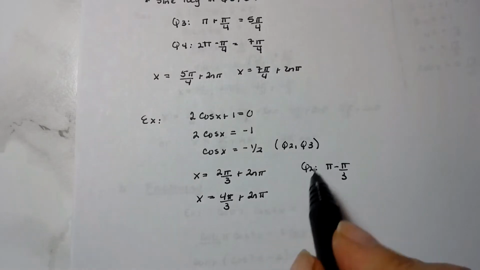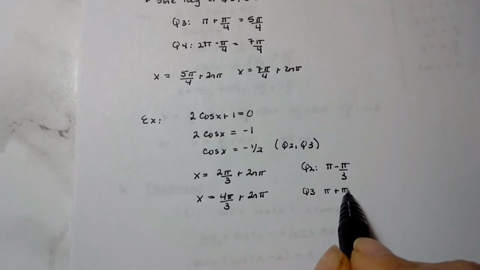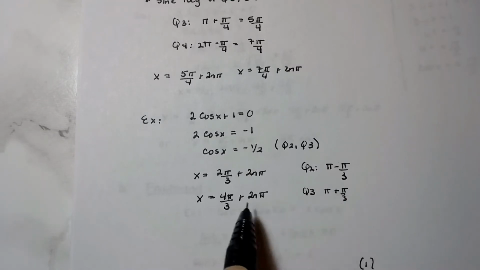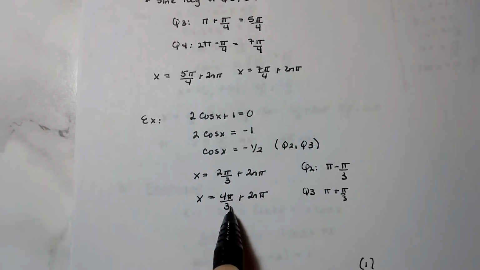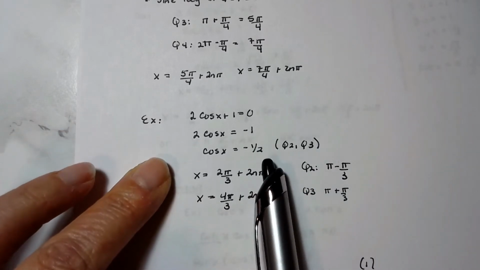And in quadrant 3, to get into quadrant 3, I've got to add that reference angle to pi. So we get 3 pi over 3 plus pi over 3, which gives me 4 pi over 3. And then I'm going to tack on the 2n pi because it's a general solution. Okay, so this is super simple, just a few steps.